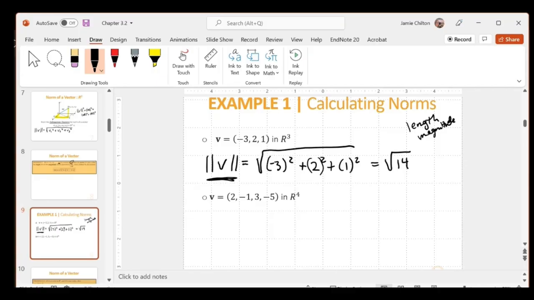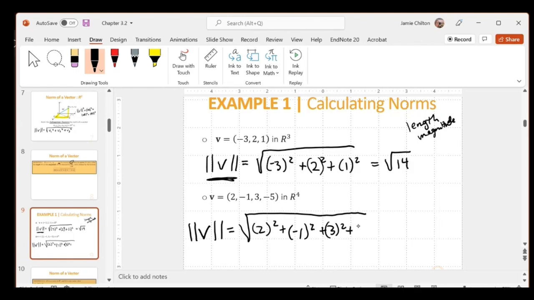All right, so let's try this next one. This one's in 4 dimensions. So now we've got 4 components to work with. So here, our norm of V is going to equal the square root of all kinds of jazz here. We've got 2 squared plus our -1 squared plus our 3 squared plus our -5 squared. And then if you did all that math, hopefully you could end up with the square root of 39.